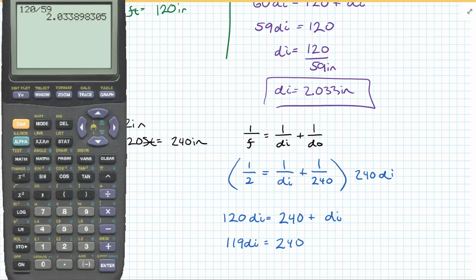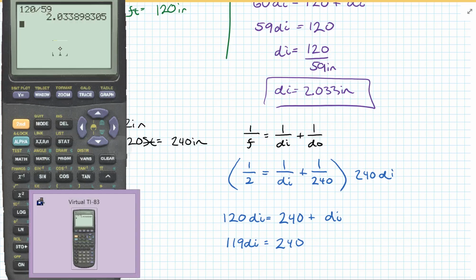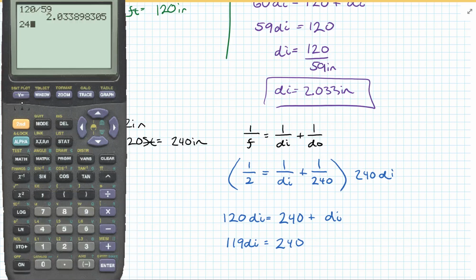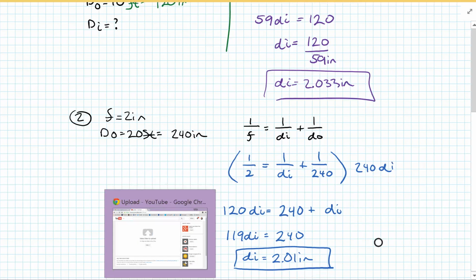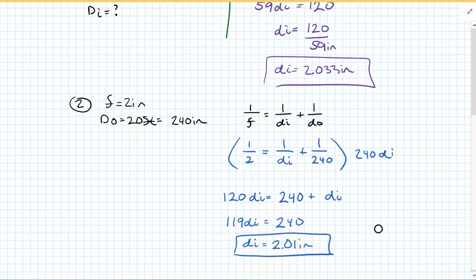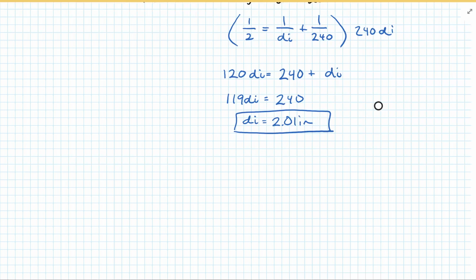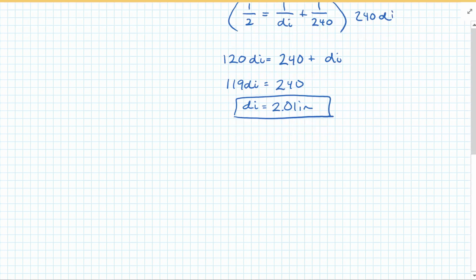Get your handy dandy calculator out. You can put 240 divided by 119, and you're going to get 2.01. So DI is going to be 2.01 inches. Okay? So DI equals 2.01. And what you notice, as the distance of the object gets farther and farther and farther, your distance from your lens to your film, your DI value, is going to be closer to 2.